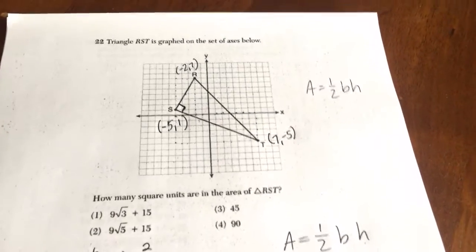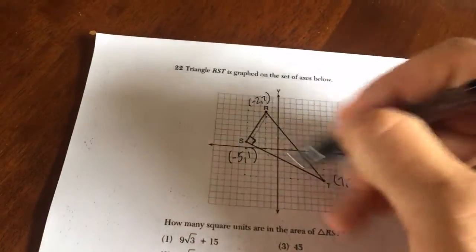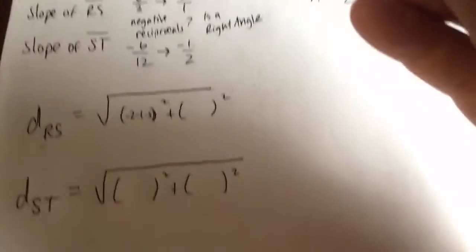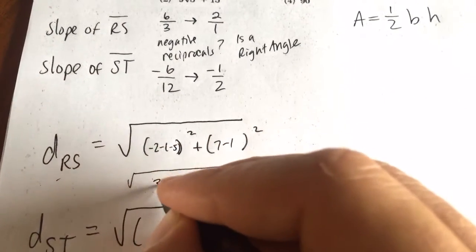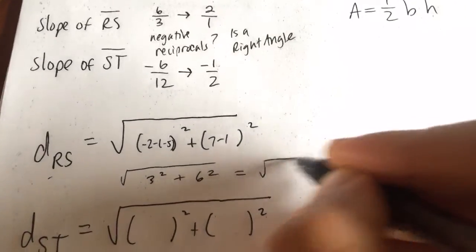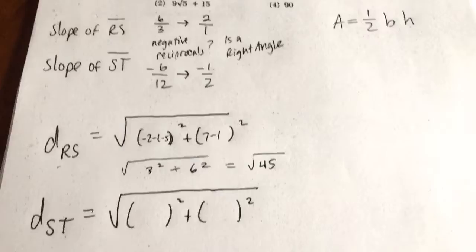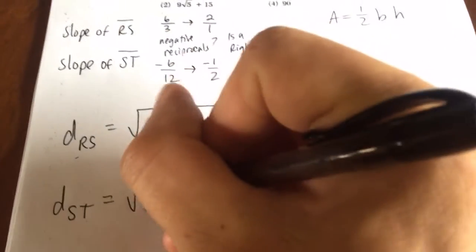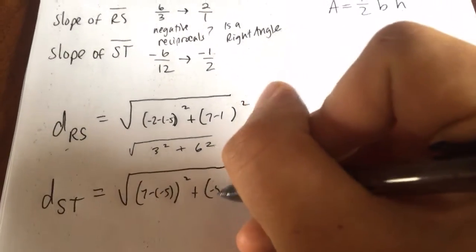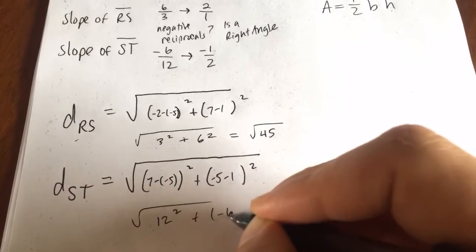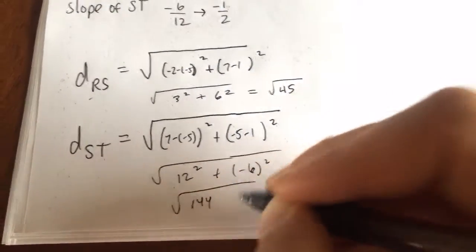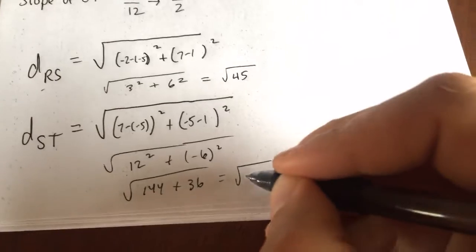So what I'm going to need to do is find the distance of this segment and this segment. Using the distance formula for RS, I'm going to subtract my x values, and then subtract my y values. This is going to be 3 squared plus 6 squared, which should be the square root of 45, I believe. ST should be 7 minus negative 5, and negative 5 minus 1. 7 minus negative 5 is 12 squared. This is going to be negative 6 squared. So we have 144 plus 36, which should be the square root of 180.